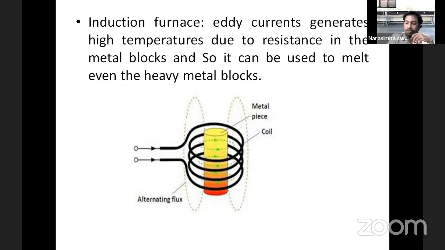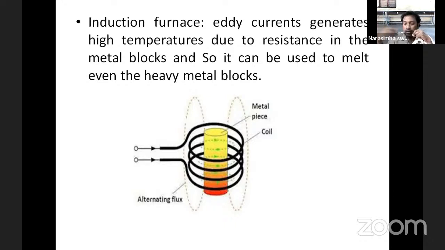Industries use this concept, the eddy current concept, in the induction furnace. So induction furnace means what? To boil, to produce heat, to produce temperature. At what temperature can you melt the metal blocks?